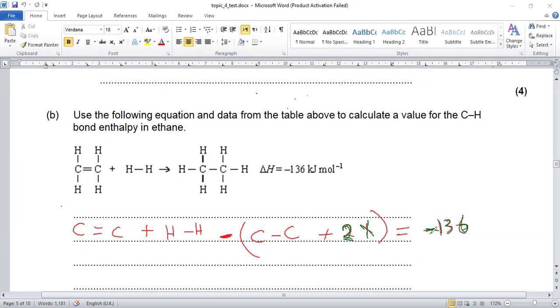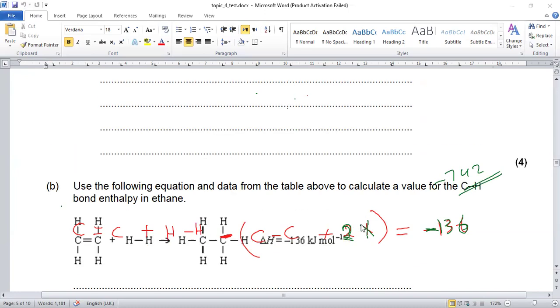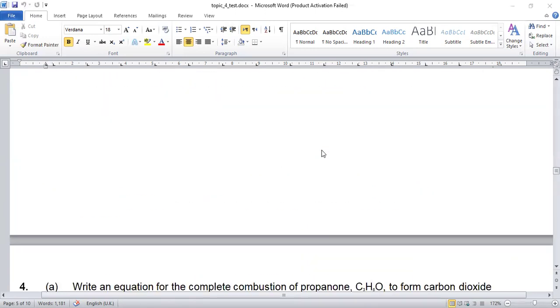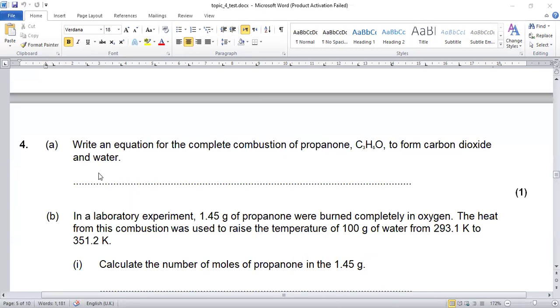It's negative 742. Okay, negative 742? Are you sure? Oh, maybe like this. Okay, it's relative to. Okay, here let's just transfer to this.